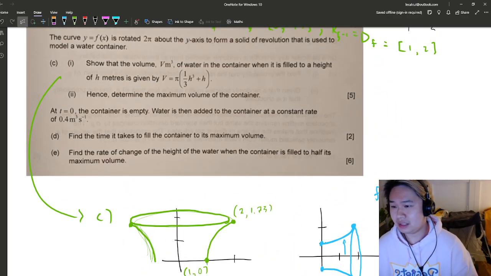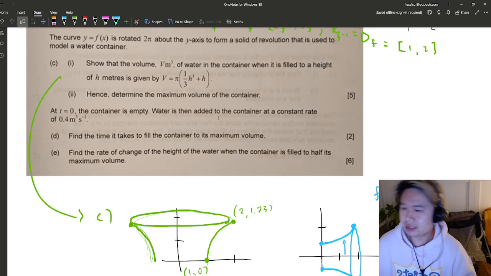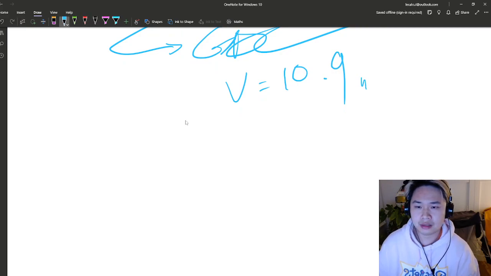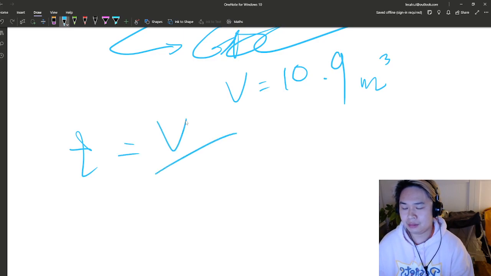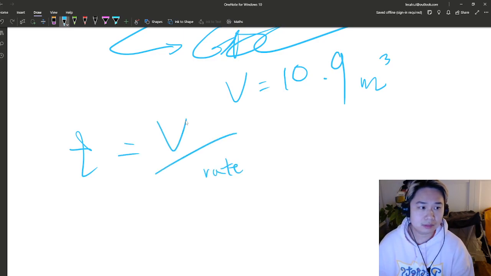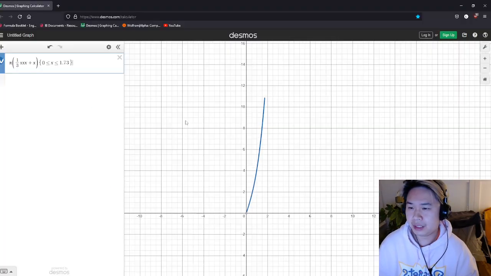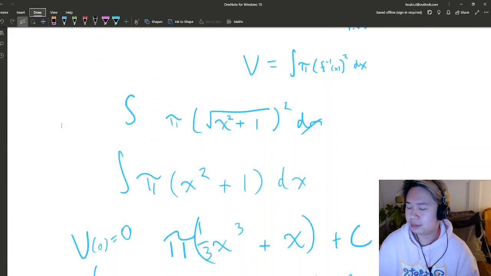Okay, at time 0, container is empty, duh. Oh wait, no, not duh. They're going to drip water into it? Sure. Okay, so find the time it takes to fill the container to its maximum volume. So this is your volume. So the time it takes is going to be the volume divided by the rate. So 10.9 divided by whatever the question said the rate was, 0.4.